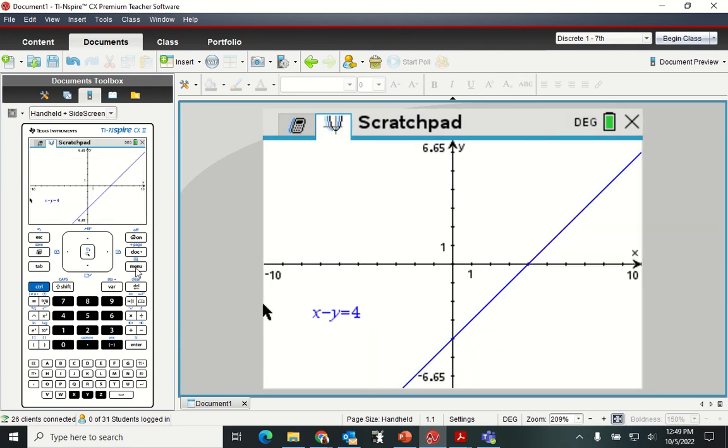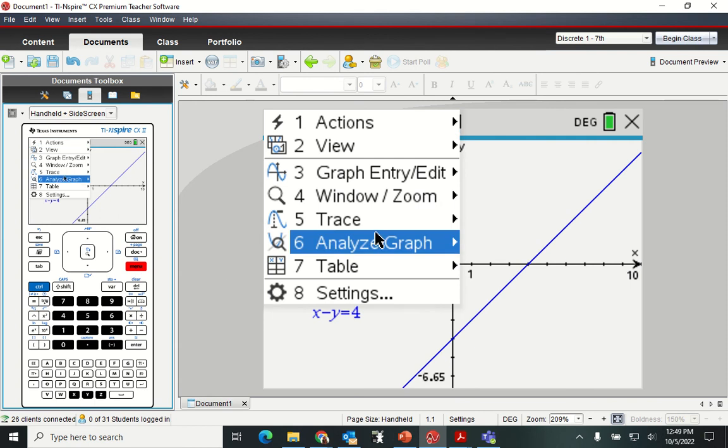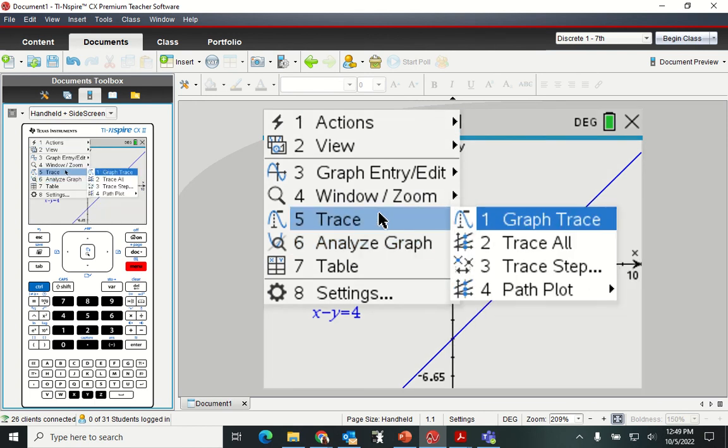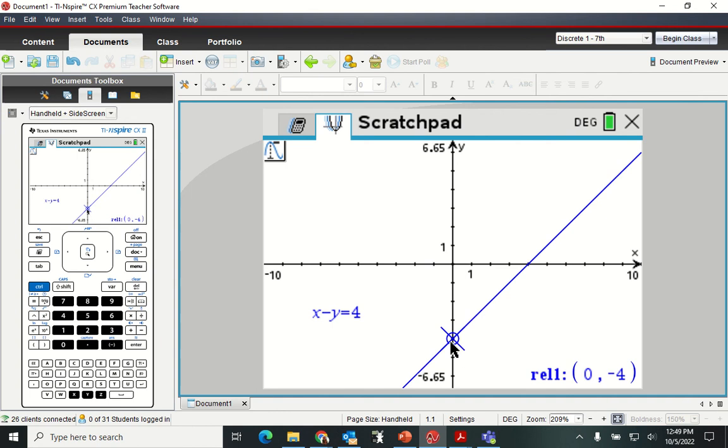So what you're going to do is menu. You can either analyze graph or you could trace. Trace is actually pretty easy. Trace graph, and if you notice it pops up, all I need to do is find 2 points that are on my graph so I could plug it in. So I'm going to use 0, -4, so that's a good one.